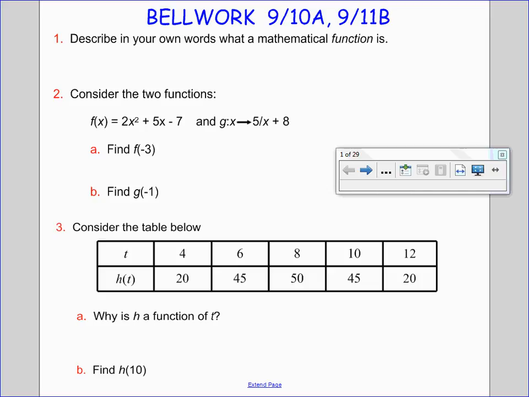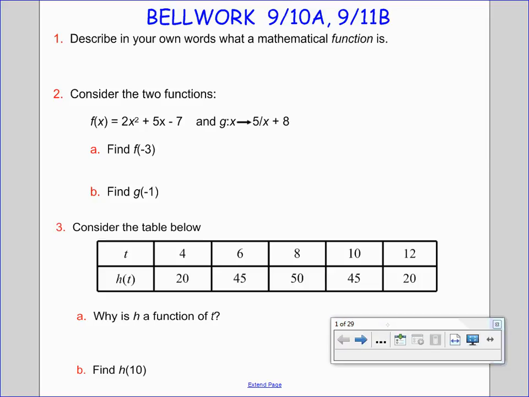What we're going to do now is take a look at our bell work and describe in our own words what it means to be a mathematical function. So last class we talked about some different pairings, right? A relation is just a collection of pairings, a collection of ordered pairs, a collection of points. A function is that special kind of pairing in which each input is paired with a unique output. If a given input occurs more than one time, it has to be paired with the same output each time. Otherwise, it's not a function.